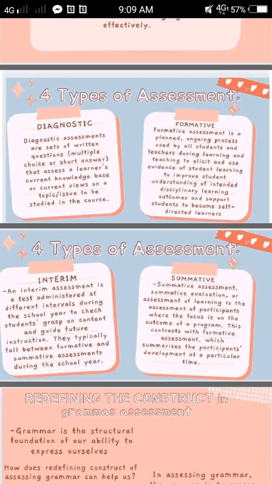The second type of assessment is formative. Formative assessment is a planned ongoing process used by all students and teachers during learning and teaching to elicit and use evidence of student learning to improve student understanding of intended disciplinary learning outcomes and to support students to become self-directed learners. This is also used to collect information on students' understanding throughout the learning process to help teachers adjust their strategies accordingly.